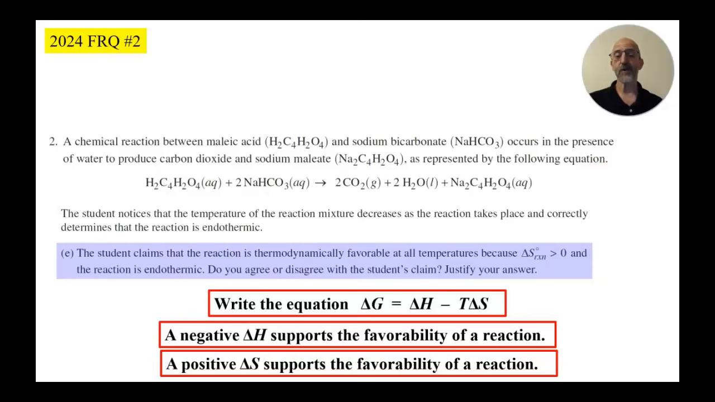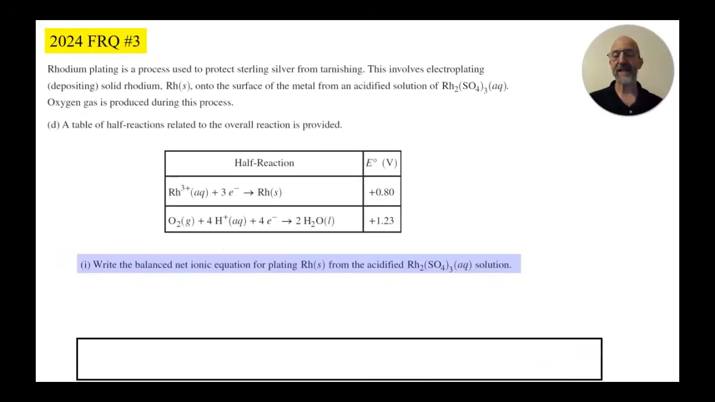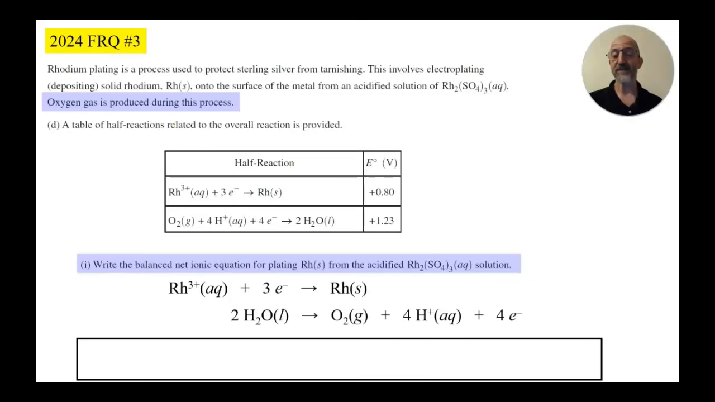Now, if you're thinking, could we do another electrochemistry question? Yes. So let's go ahead and take care of that. This will be our last question in Unit 9 for this video. And this is from the 2024 AP Chemistry exam. Now, it says that we're doing something involving rhodium as a solid. Solid rhodium is plated or deposited on the surface. So I'm going to make sure that rhodium is a solid on the right side of the equation. It says oxygen gas is produced. I'm going to make sure that O2 gas is produced as a product.